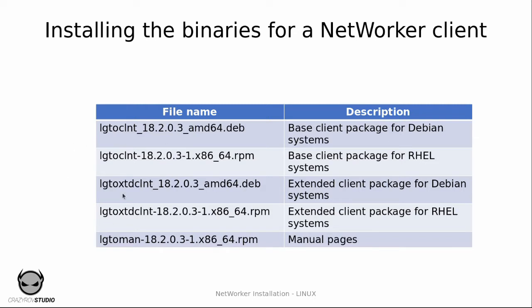You would also see an additional package here named the LGTOXTDCLNT, which is called the extended client package. This has been made available for you to add additional binaries on the client, which would help you to troubleshoot or run certain additional commands in case there are any failures or in case you need any additional information from the client side. So initially there was only one LGTOCLNT client package, but to make the package lightweight, they have split it up into basic and extended packages. The last file that you see here are the man pages.